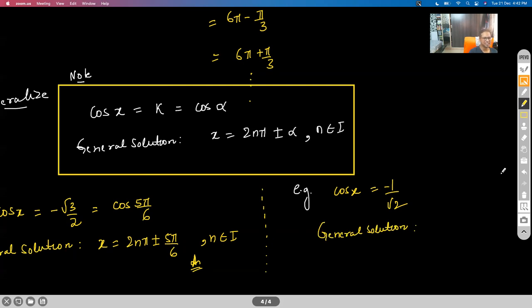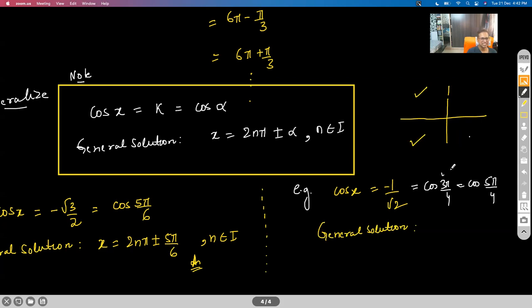Venkat, again, same mistake. Venkat, try to understand this. See, minus 1 by root 2 will be obtained when cos is either in the second quadrant or in the third quadrant. When you're writing minus pi by 4 here, you have taken it to the fourth quadrant. Fourth quadrant is where cos is again positive. It cannot give you minus 1 by root 2. Correct. So either you say cos 3 pi by 4 or you say cos 5 pi by 4. Both are fine. But you can't say minus pi by 4.